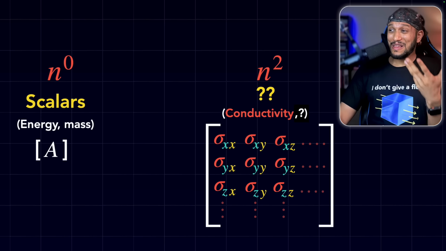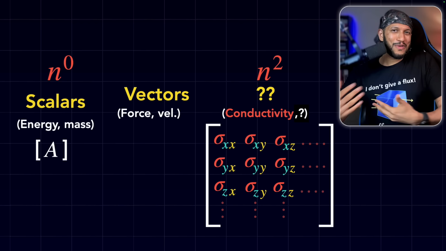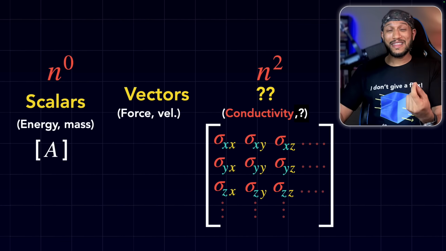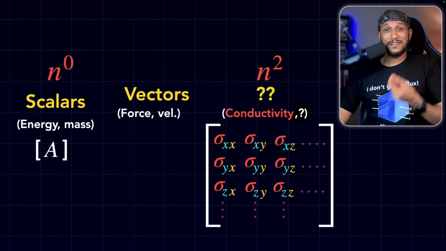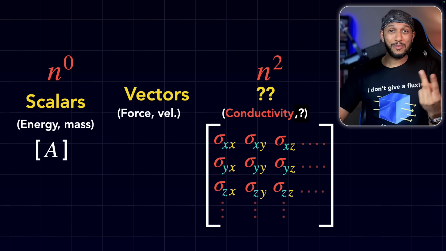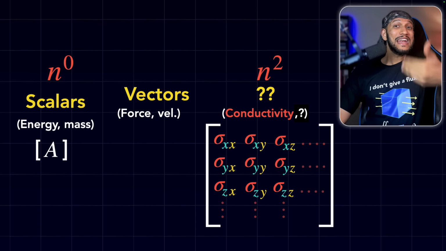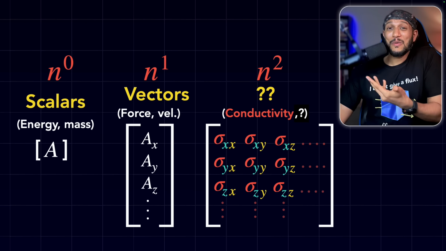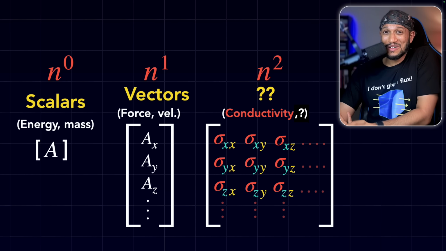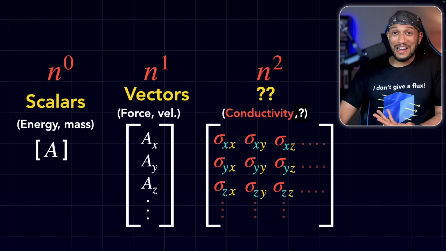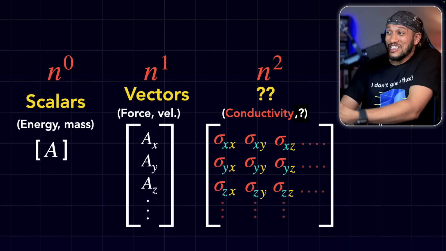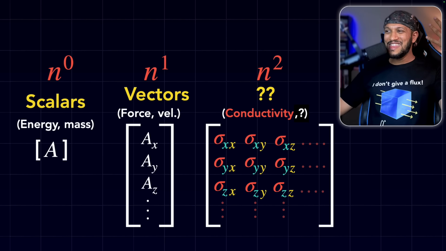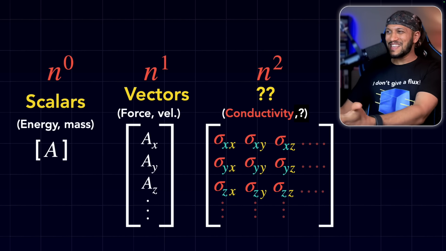Okay. Similarly, think about vectors. You might think of vectors as something that has magnitude and direction, but another way to think about it is in terms of the fact that a vector requires 2 numbers in 2D, 1 for each component, 3 numbers in 3D. So in n dimensions, it requires n numbers. In other words, in n dimensions, it requires n to the power 1 numbers. And so from that, we can see conductivity is just an extension of that. Oh my God, this is it.